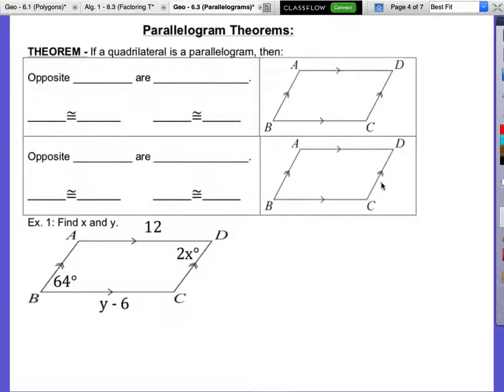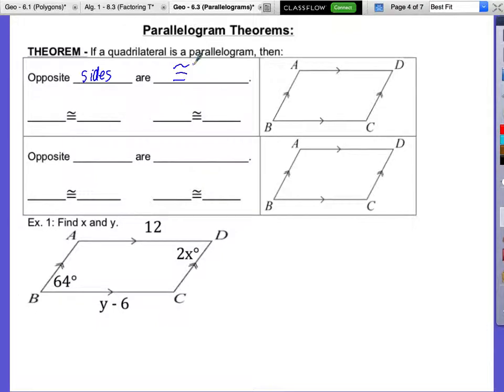On your notes it says a quadrilateral is a parallelogram if and only if. On here, I must have forgotten to change that. The if and only if means it's a biconditional statement. It can go both directions. We talked about that way back in chapter 2. A quadrilateral is a parallelogram if and only if opposite sides are congruent. The definition of parallelogram is that opposite sides are parallel, but another theorem says that if the opposite sides are congruent, it's a parallelogram, and if it's a parallelogram, then the opposite sides are congruent.